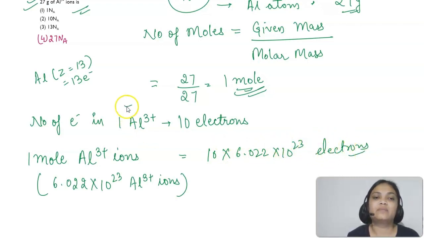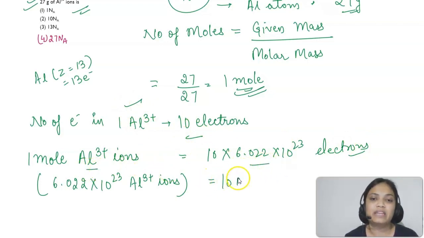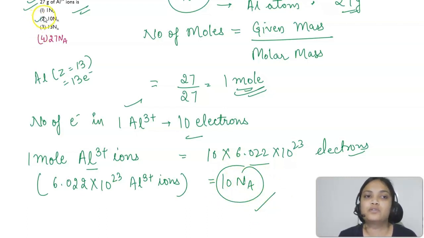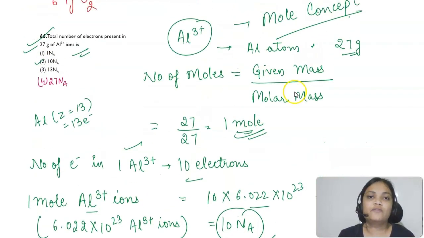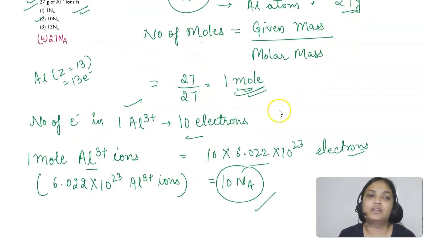Okay, in one ion there are 10 electrons, so in NA ions how many will there be? 10 into NA. So we can write NA here. So 10 times NA electrons would be there. So the answer is going to be option number 2. Right? So this was an easy question. It's just that only the knowledge of the mole concept was required in this case. Okay. So I think this one is also clear.